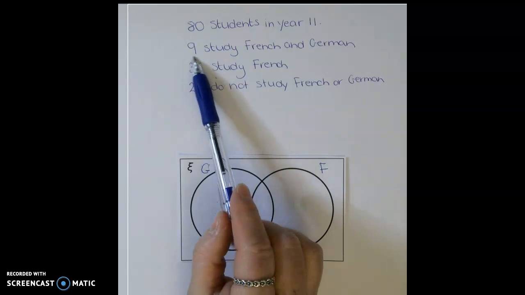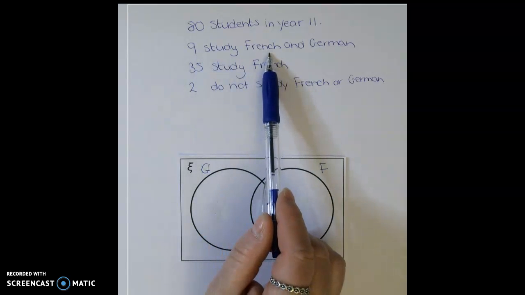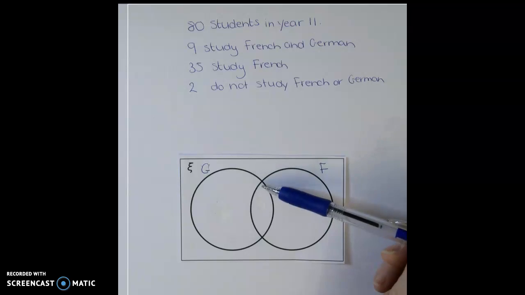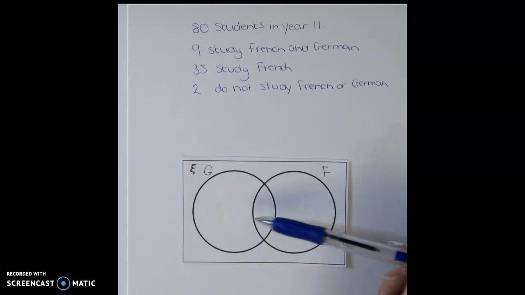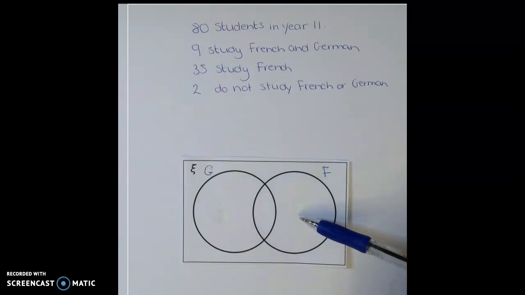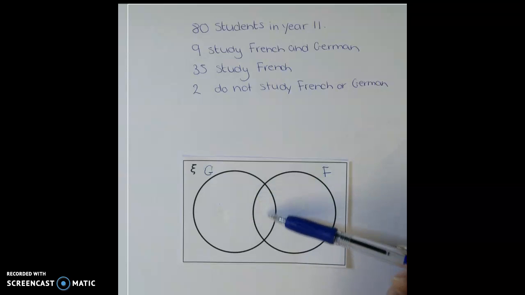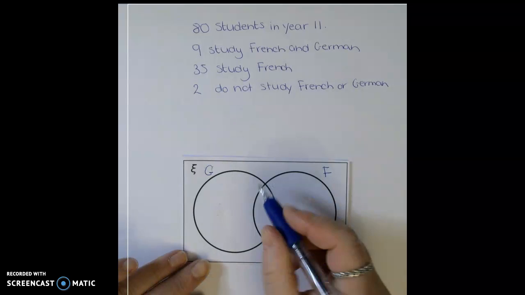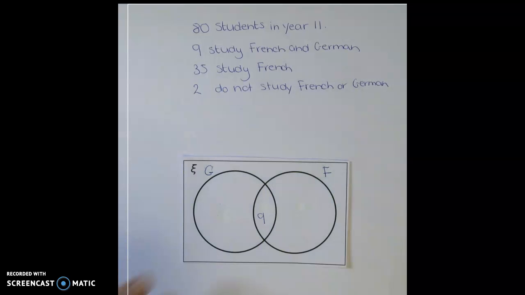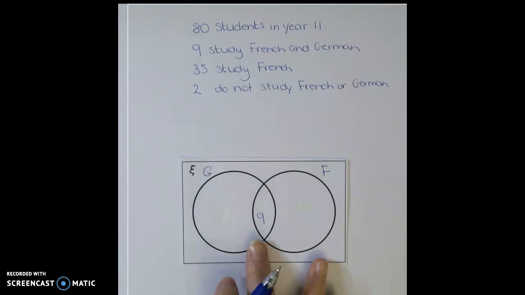So if we start at the top, we have 9 students who study French and German. So they must be in the intersect because they study German and they study French. And this group here are in both of the sets. So we know that we have 9 students who study French and study German.